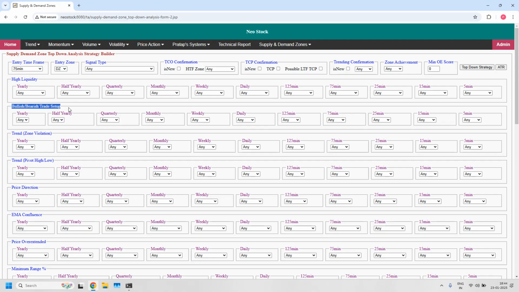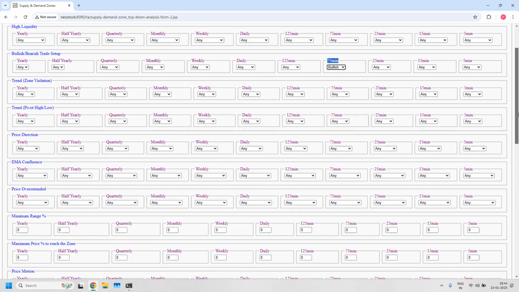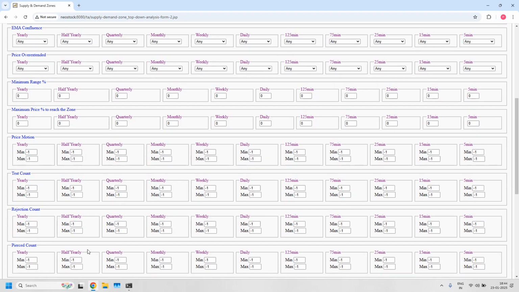But before that, in bullish or bearish trade setup, at 75 minutes time frame, I have to select bullish, because we are generating bullish trade setup, weekly income trade, entry time frame 75 minutes, demand zones. So these 75 minutes demand zones should not be pierced. That's why in the pierced count parameter, at 75 minutes time frame, I am setting minimum value 0, maximum value 0. That means pierced count should be 0. That means zone is not pierced.